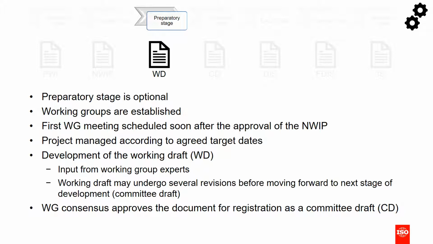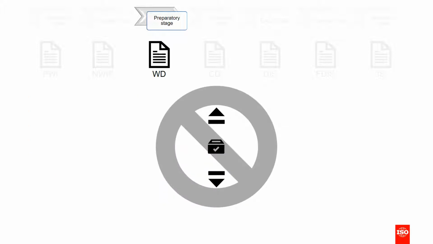While keeping to the agreed target date, the working group then works on the draft, which may undergo several revisions before consensus is achieved, and it can be submitted to the committee draft stage. There is no ballot during the preparatory stage. Instead, the working group can launch consultations among experts. This is not like a vote with a yes or no answer. It's more like a discussion.